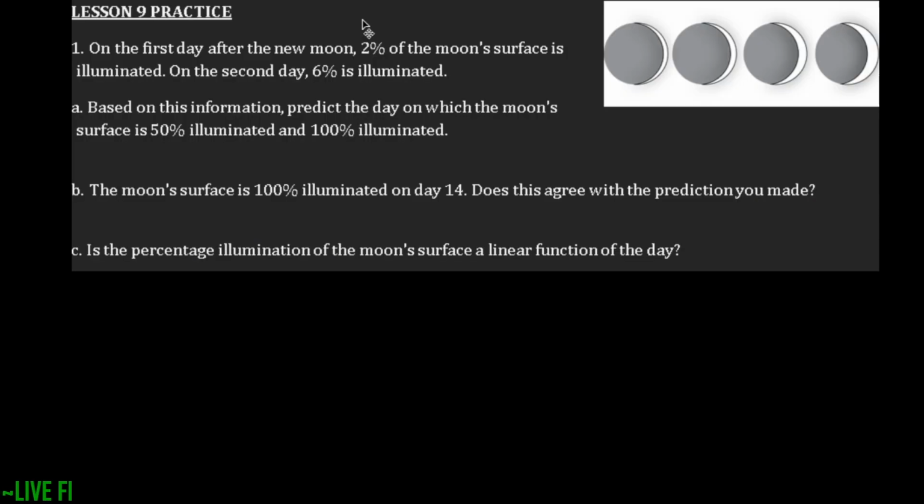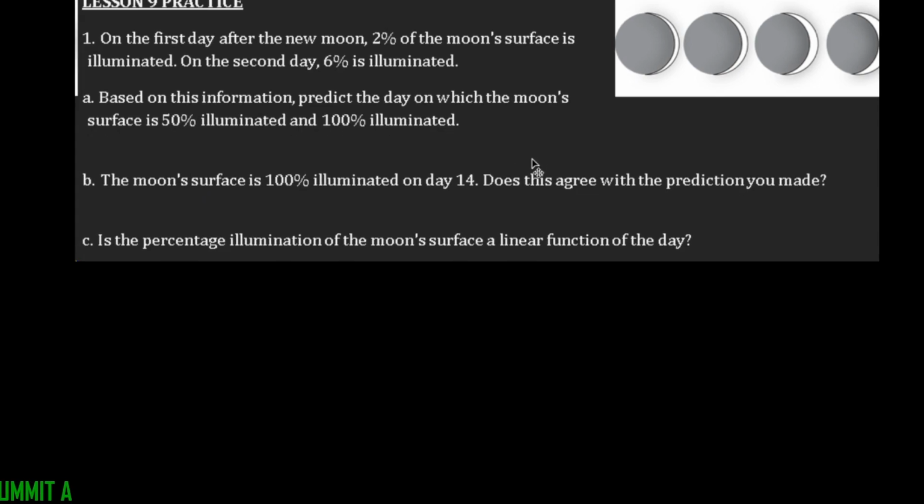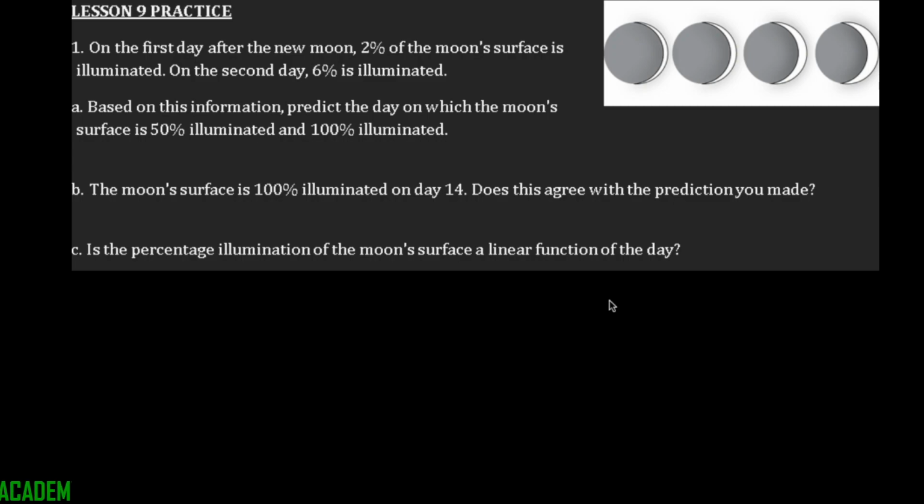All right. So now for the practice part, it says on the first day after the new moon, 2% of the moon's surface is illuminated. On the second day, 6% was illuminated. So that means we can say it's going to be 4% each day, assuming it's going to be a constant rate of change.